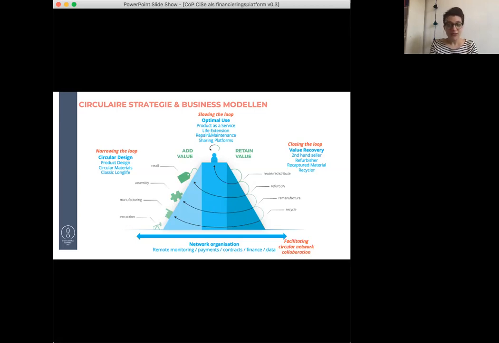In other words, a circular economy requires collaboration and thus the sharing of risks, but also the sharing of benefits, and of course, sharing of information across an increasingly complex network of actors. Therefore, the last category of business activities we call network organization. And these activities are, for example, developing remote monitoring technologies or data sharing platforms, but also enabling strategies such as finance, data, or legal enabling supporting activities.